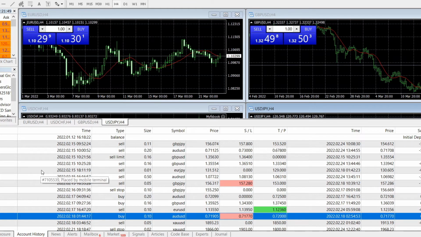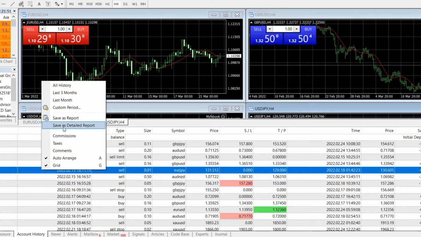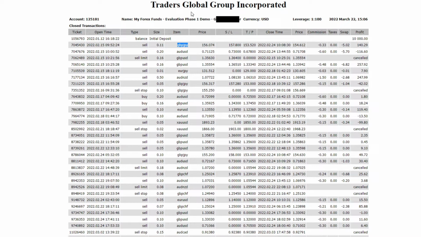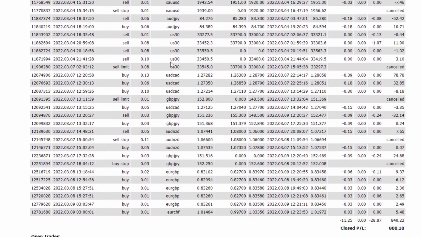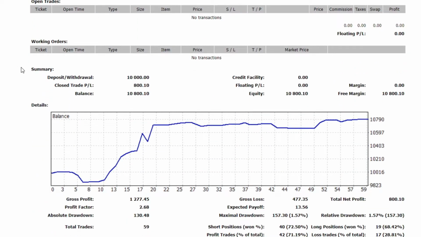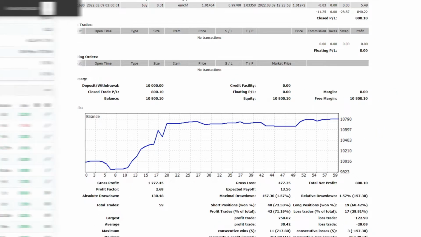If you head over to the terminal, you right click and then you click on save as detailed report. Then you will download your detailed report, and that looks something like this over here. As you can see, my balance is 10k, and then we see all my trading orders. And once I scroll down over here, we see my balance curve as well. And this shows you how I performed. But I think that it's better to show you my FX Book. I like my FX Book, so let's go over that.